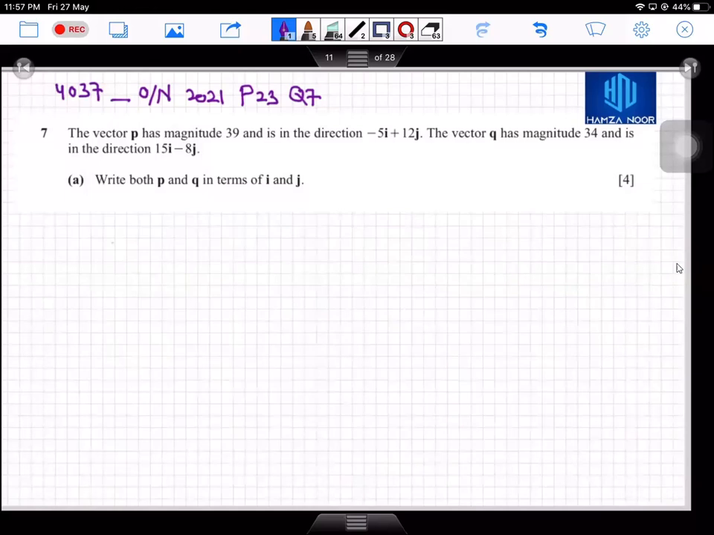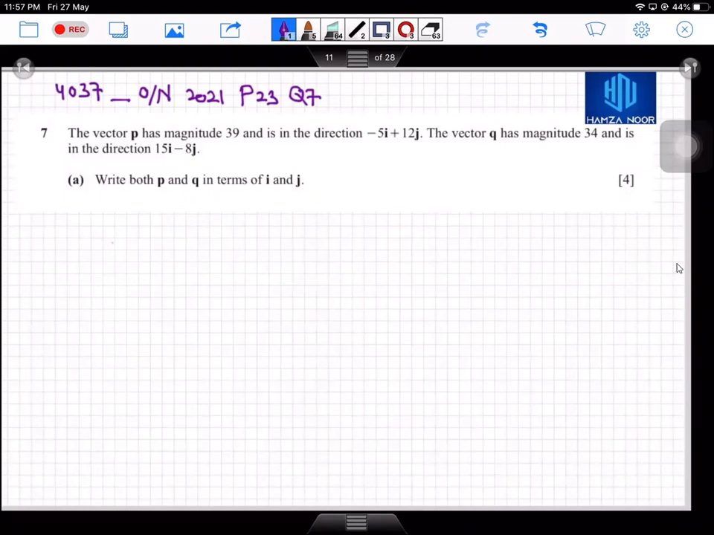First of all, we have October November 2021 paper 2 variant 3. Question number 7. The vector P has magnitude 39 and is in the direction minus 5i plus 12j. The vector Q has magnitude 34 and is in the direction 15i minus 8j. The requirement for part A is to write both P and Q in terms of i and j.